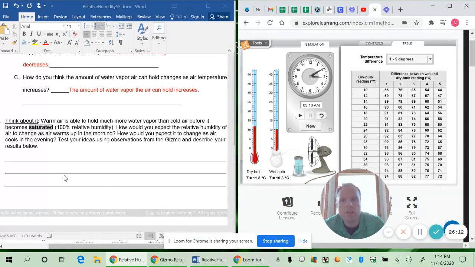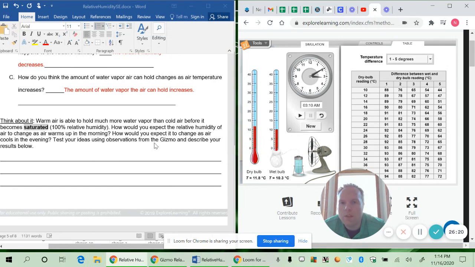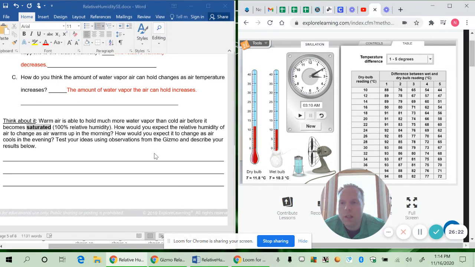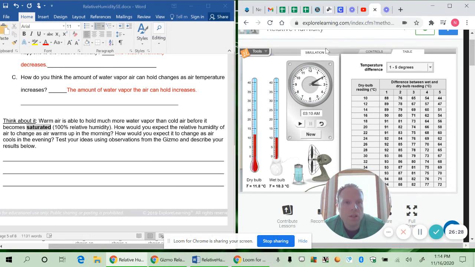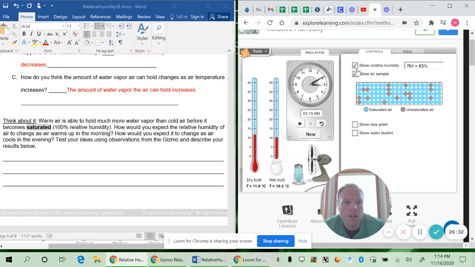All right, this last question says, think about it. Warm air is able to hold much more water vapor than cold air before it becomes saturated. How would you expect the relative humidity of air to change as air warms up in the morning? How would you expect it to change as air cools in the evening? So another thing you guys can do is you can click on your simulation and you can click show air sample. So let's just start again here.